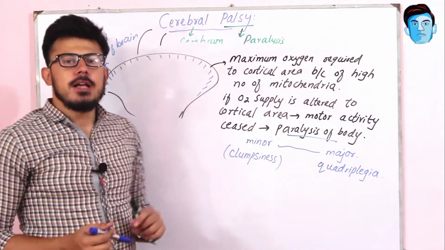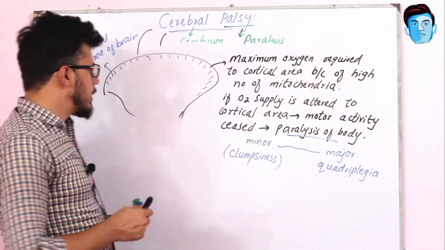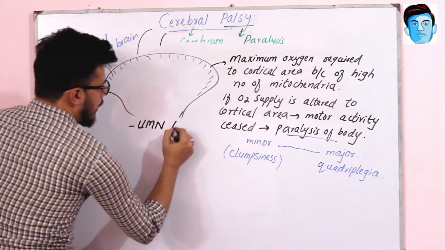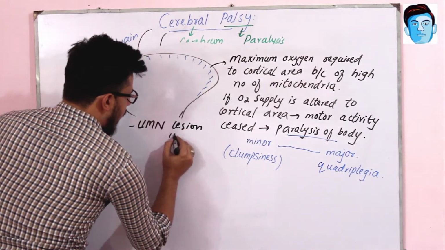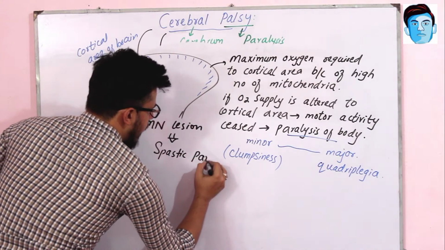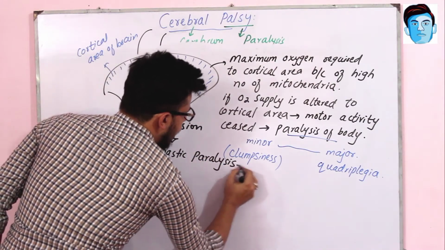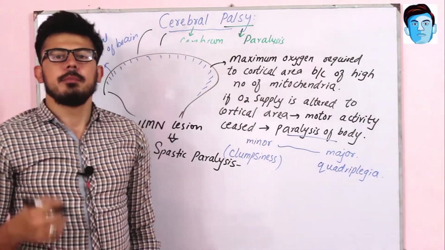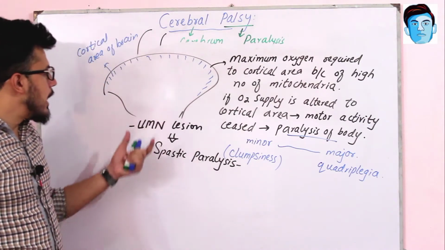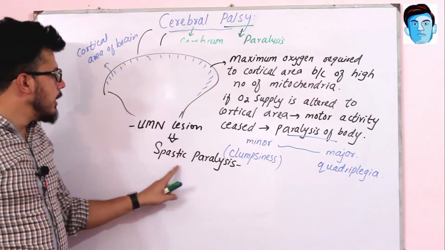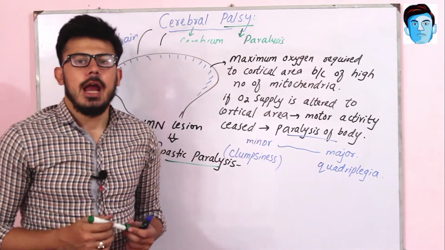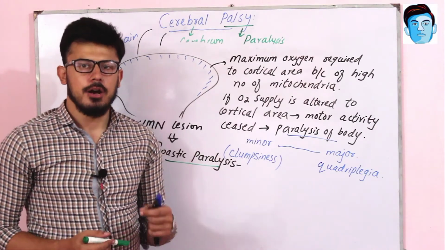Secondly, cerebral palsy is an upper motor neuron lesion. It is important. It means whenever paralysis occurs, that paralysis is called spastic paralysis, which often leads to hypertonia, and it may lead to hyperreflexia. So cerebral palsy is a condition where there is an upper motor neuron lesion, and it leads to spastic paralysis, with hypertonia and hyperreflexia.